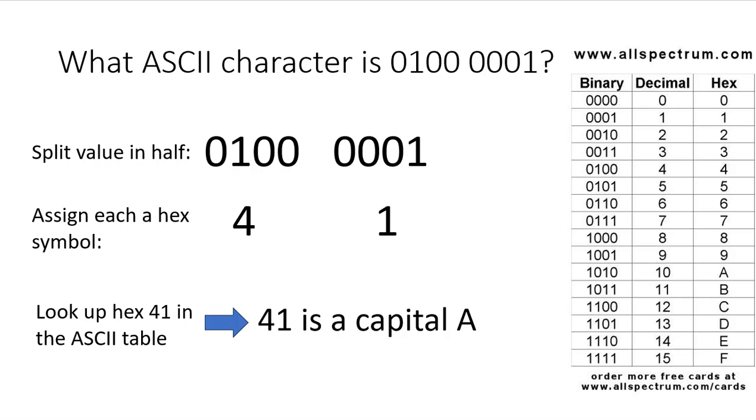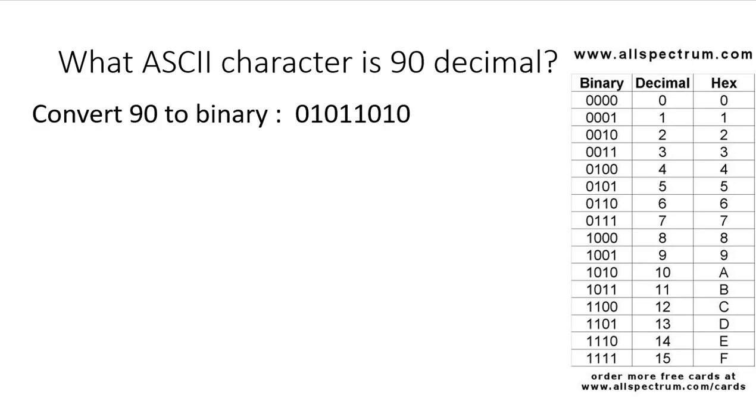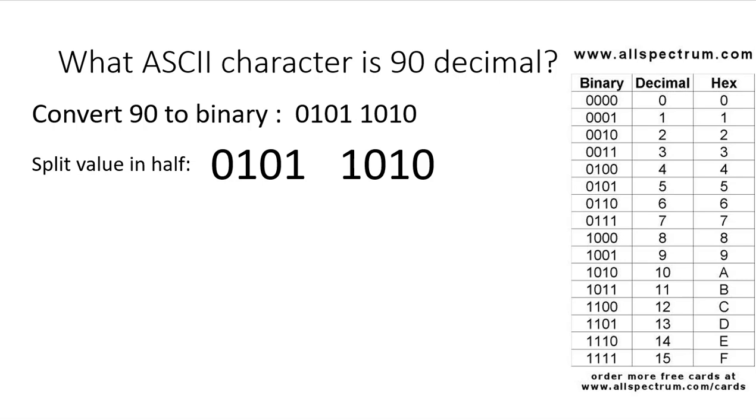All right. Now let's move on to the last one. What is the character that corresponds to 90 decimal? Well, just convert 90 to binary. And if you don't remember how to do that, use the subtraction method. How many 64s can I get out of this number? How many 32s? How many 16s? And so convert this number to binary and then split it in half.